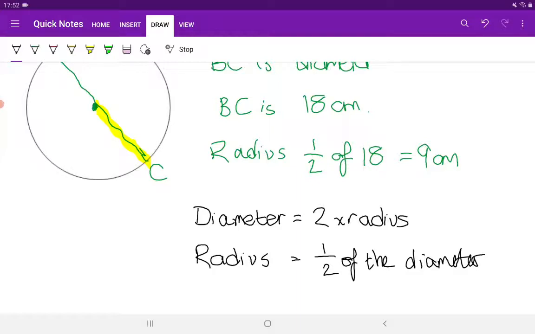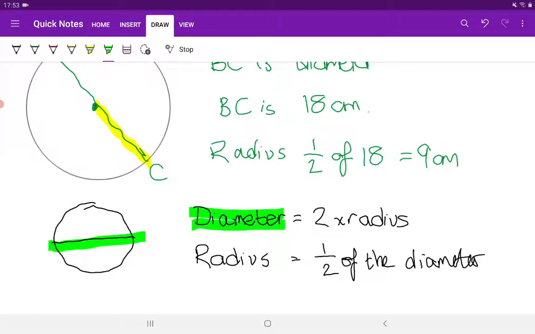And then just remembering the 3 parts of the circle, very dodgy circle there, but your diameter is that one there, all the way across. Your radius is from just the centre to the outside. And then that part there is the centre of the circle.